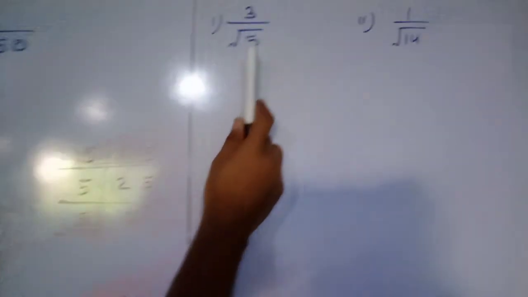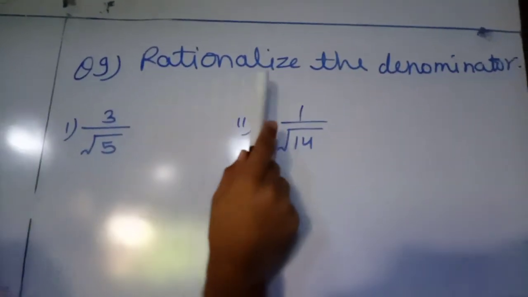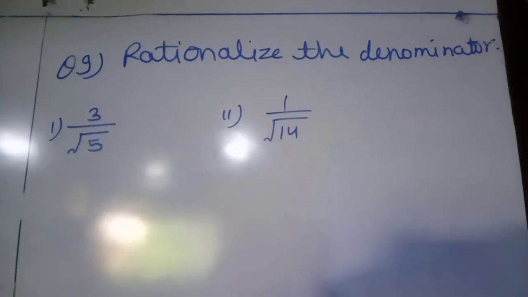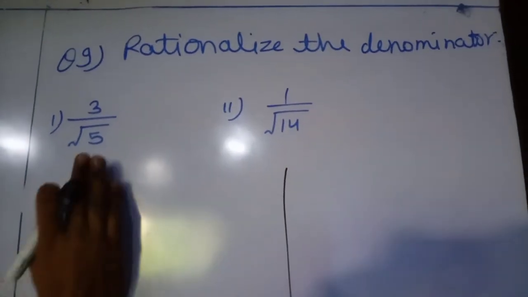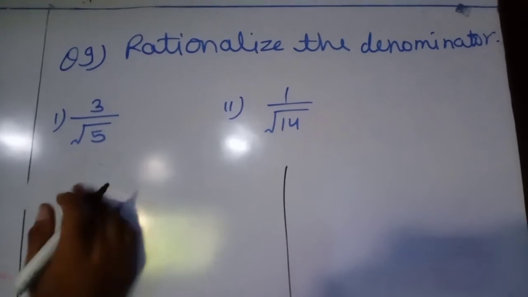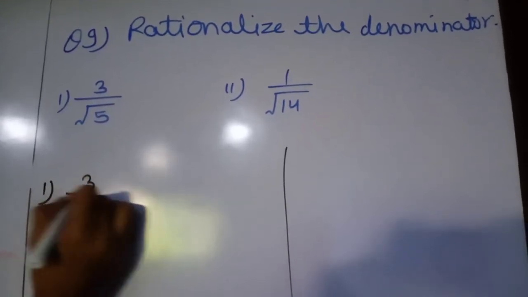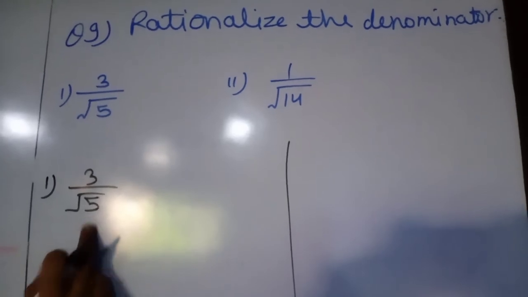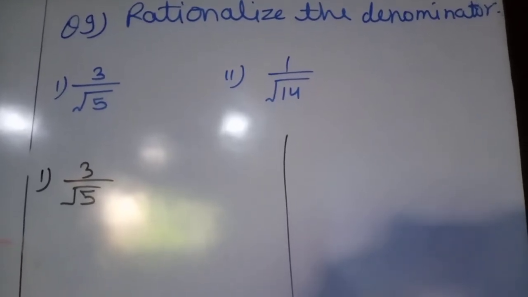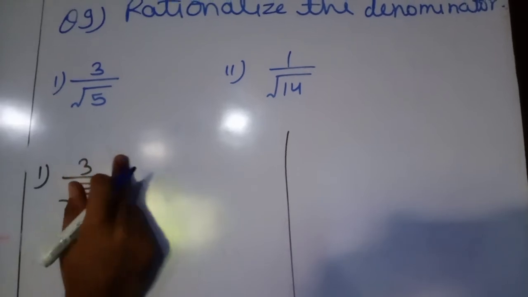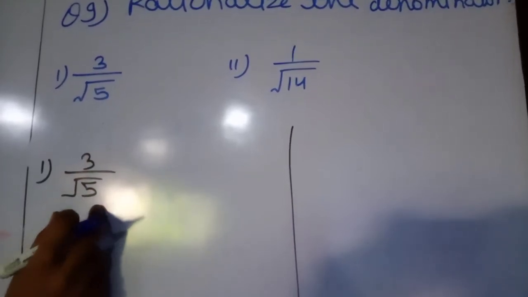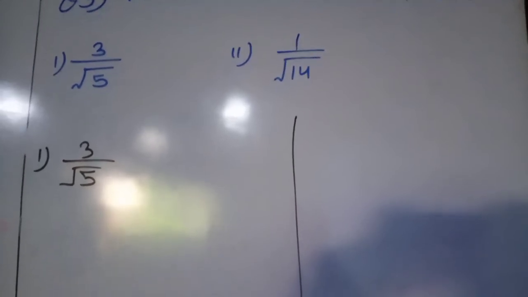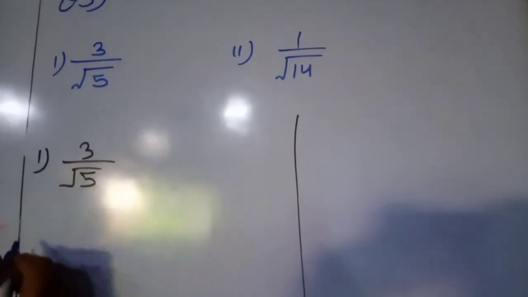Now the next one, question number 9. Rationalize the denominator. Rationalize the denominator means we are going to remove the surd from the denominator. Let's start. 3 upon root 5. In the denominator I have the root 5. So what are we going to do? We have to multiply numerator as well as denominator by the root 5. Whatever we have in the denominator, multiply by the same one, numerator as well as denominator.